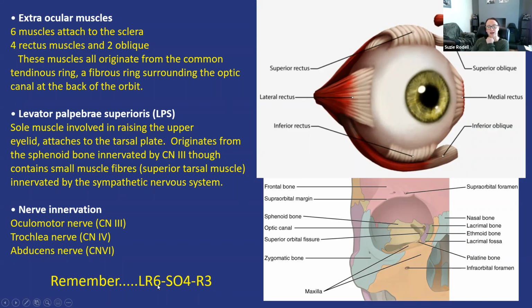So we've got LR6, which is the lateral rectus, which is cranial nerve 6, and the SO, which is superior oblique 4, and then the recti muscles, which is the 3rd cranial nerve. So LR6, SO4, R3. And you can see here, your 3rd one is the oculomotor nerve, which we test, the trochlear nerve, and the abducens.